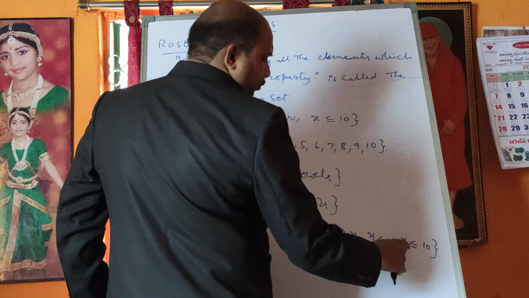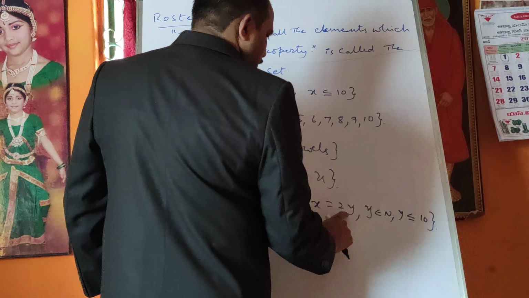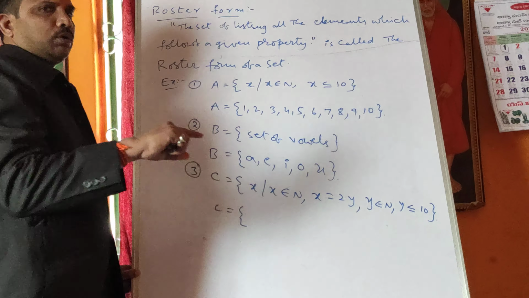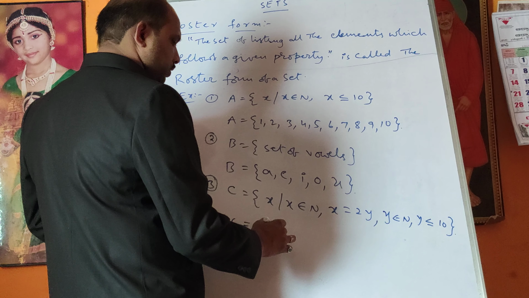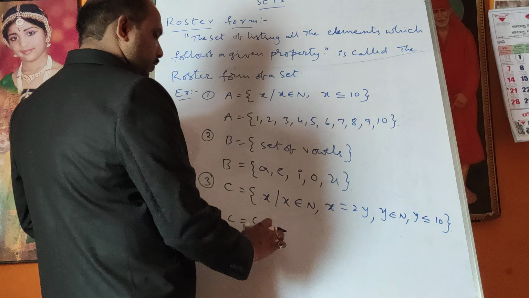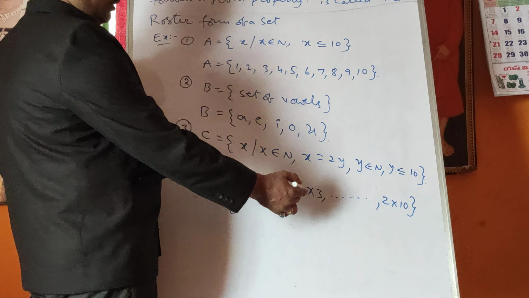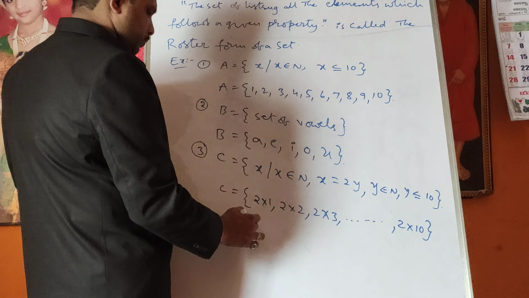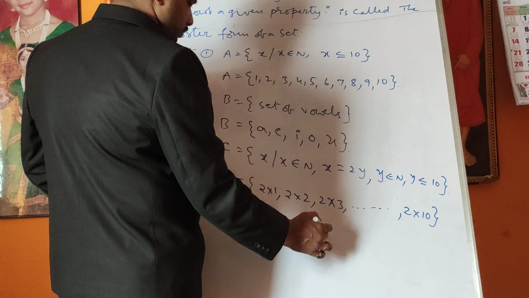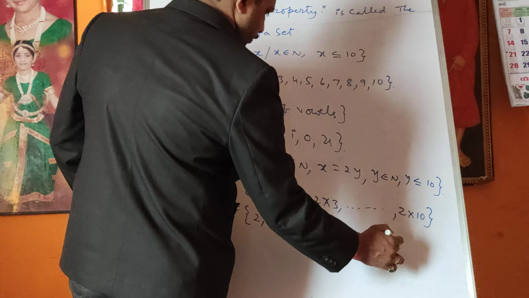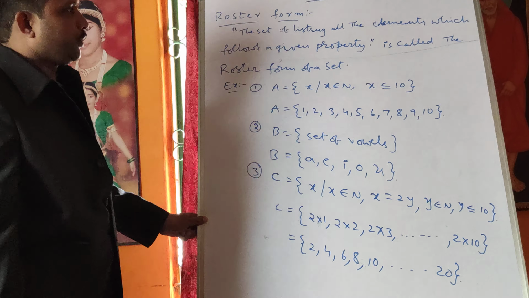And the y value we should take from natural numbers, less than or equal to 10. So the y value should be taken from 1 to 10. So we should write the 2 table: 2 1s are 2. Here it is 2 into 1, 2 into 2, 2 into 3, and so on up to 2 into 10. So it is 2, 4, 6, 8, 10, and so on up to 20. This is called a roster form.